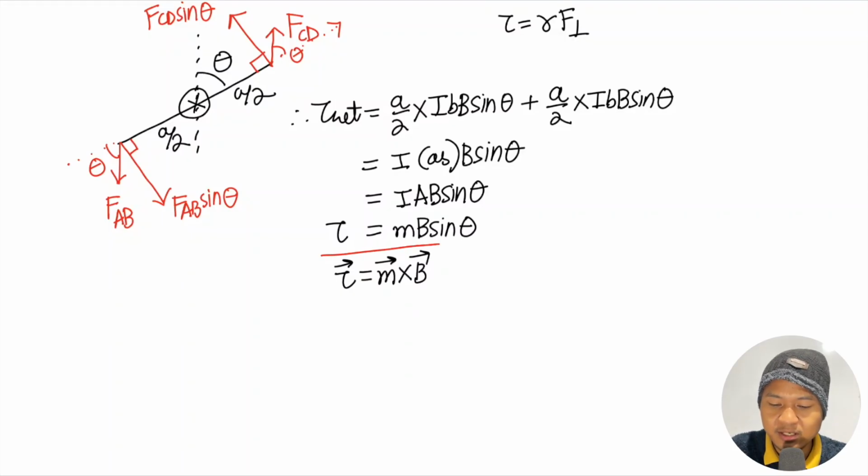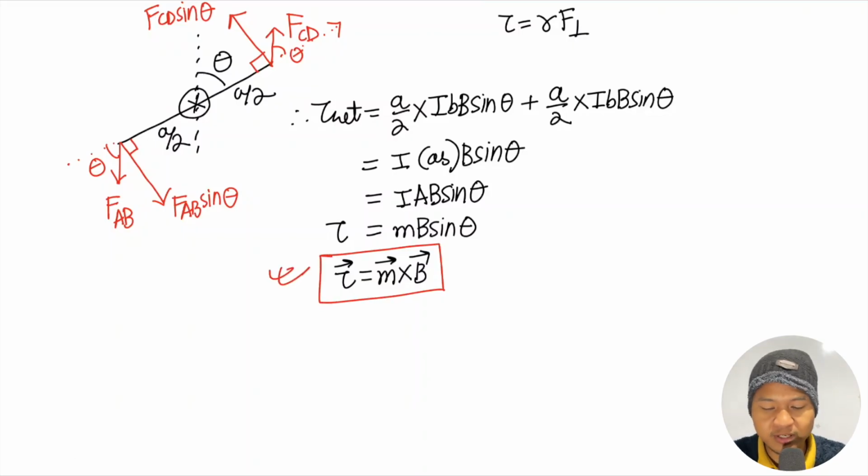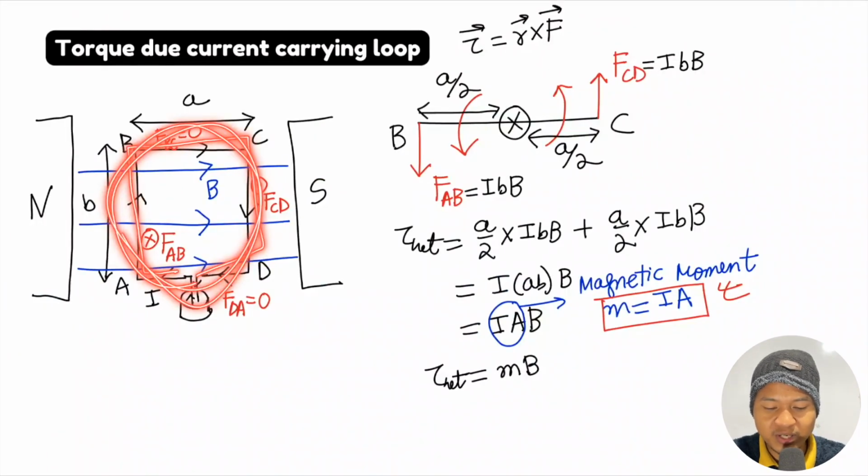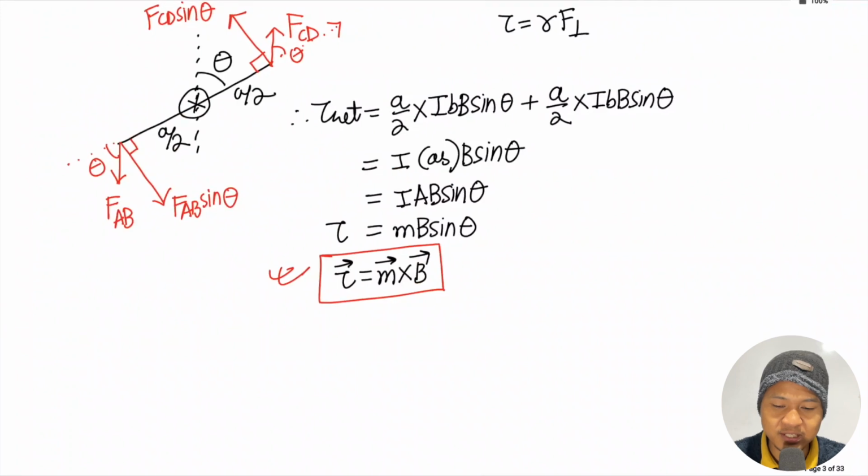So this is the actual formula of torque: m cross B, where m is the magnetic moment and B is the magnetic field. Sometimes you have many windings, a number of loops. Let's say we have N loops.